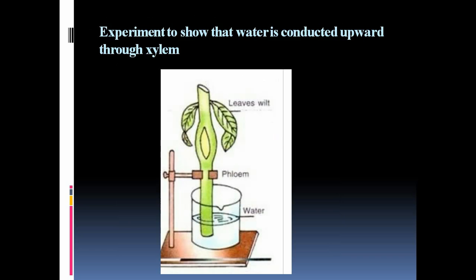Next we come to another experiment, which shows that water is conducted upward through the xylem. See here in this picture what happened. We have taken a plant in which we have girdled out the xylem tissue and kept the phloem tissue, and kept it like this for some time. We put the cut portion of the stem in water for some time. But we see that even after keeping the twig in water, the leaves wilt. Wilt means the drooping down of leaves. Why do the leaves wilt?